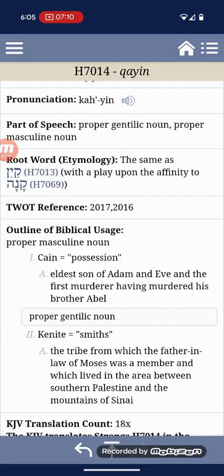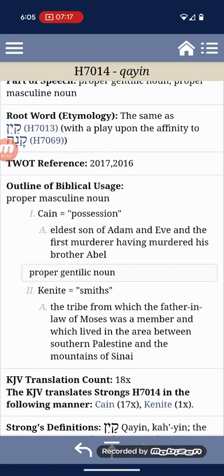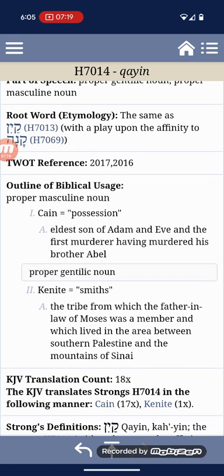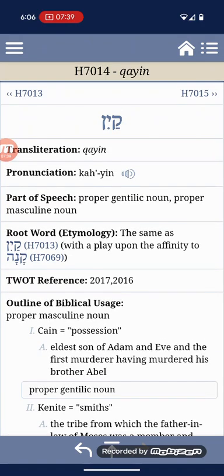And under the biblical usage, under 1, it says Cain, possession. And then 2, it says Kenite. And Kenite means smiths, like blacksmiths, or smiths that make weapons, forged weapons by the use of fire and making certain types of spears or arrows or whatever the smiths create. All right, and I'm going to go into the root of the word.